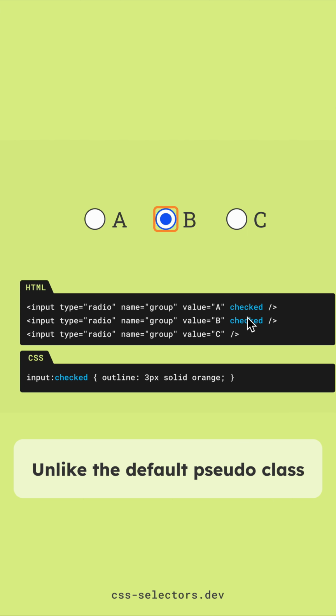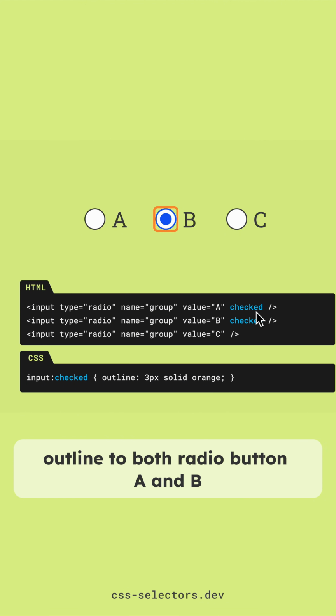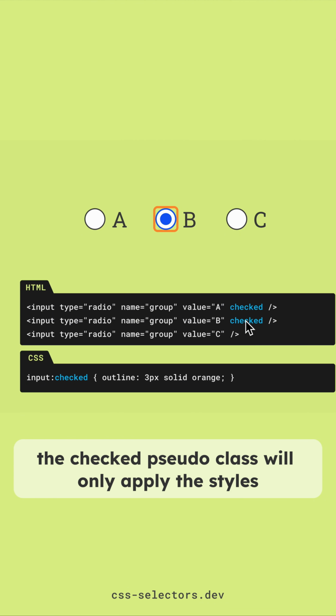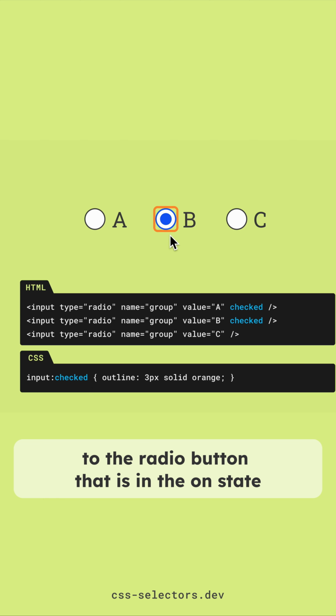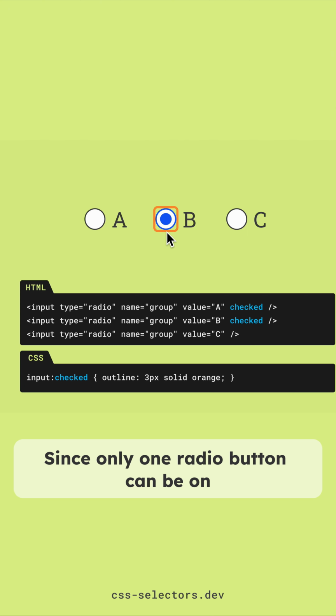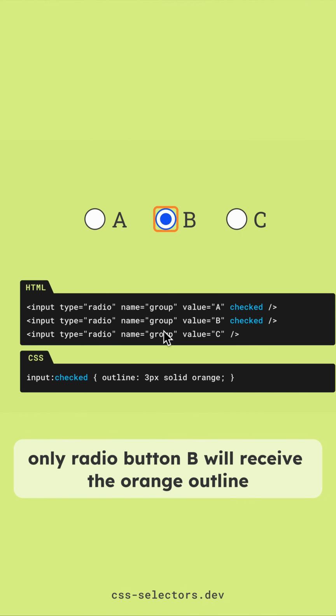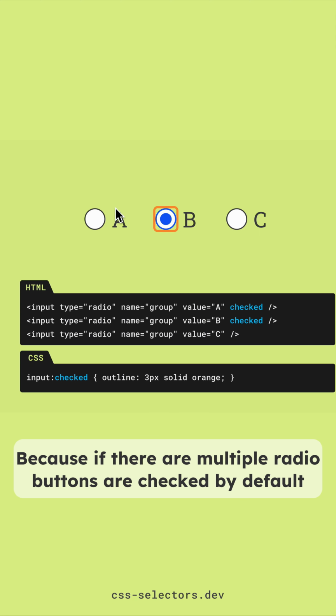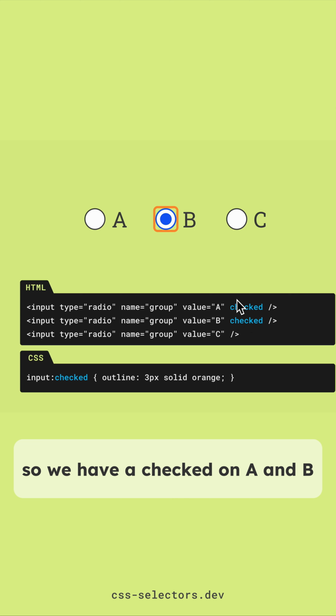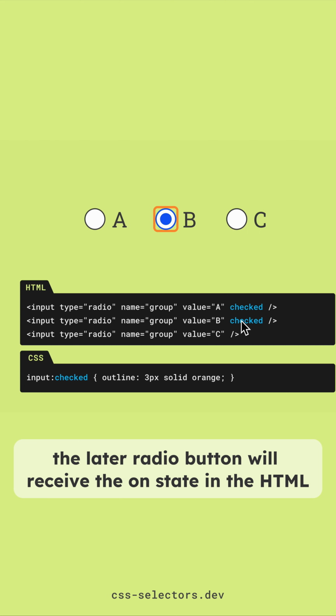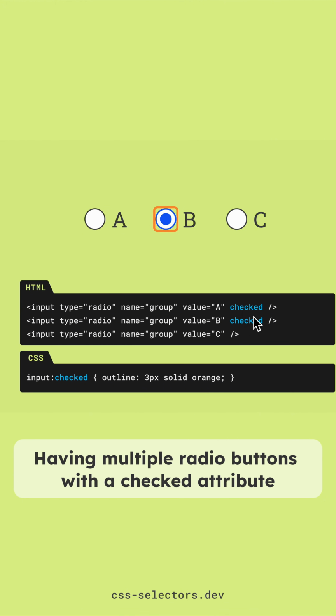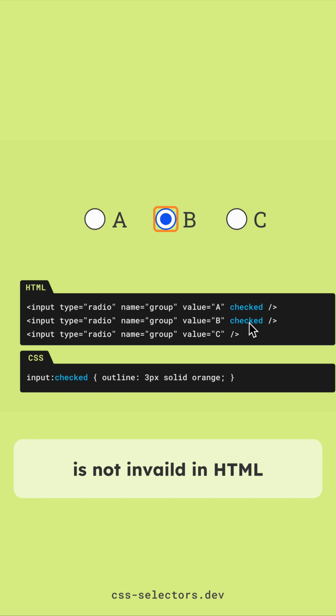Unlike the default pseudo-class, which applies the orange outline to both radio button A and B, the checked pseudo-class will only apply the styles to the radio button that is in the on state. Since only one radio button can be on within the same radio button group, in this case only radio button B will receive the orange outline. If there are multiple radio buttons checked by default, so we have checked on A and B, the later radio button will receive the on state in the HTML. Having multiple radio buttons with a checked attribute is not invalid in HTML.